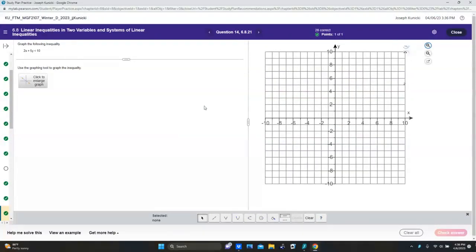Now this one, when we plot this one, you can see that it's a dotted line. So let me set that up first. I hit the line tool, and then I tell it I want the dotted line below. You can see that's highlighted now.